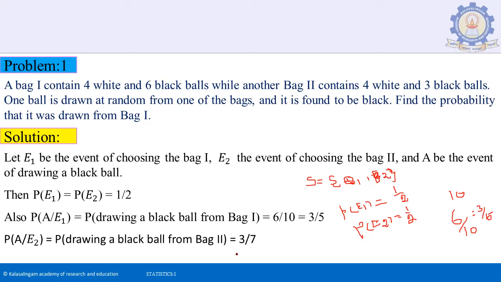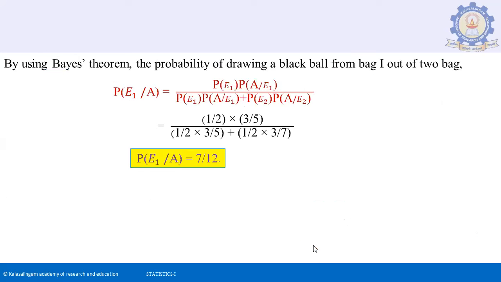Next, in bag 2, we want to select one ball and that ball should be black. Bag 2 has 7 balls in total, 4 white balls and 3 black balls. We want to take only a black ball. The probability will be 3 by 7.